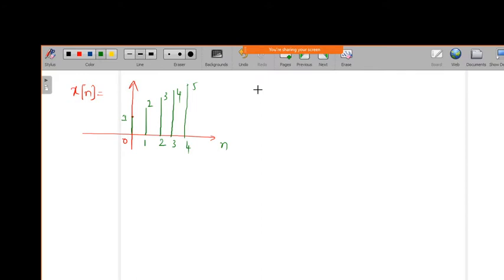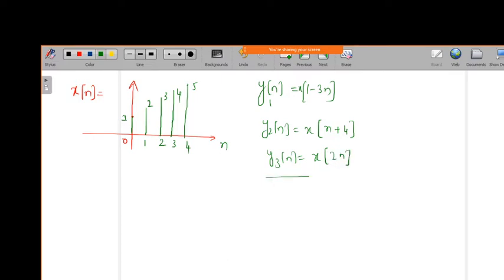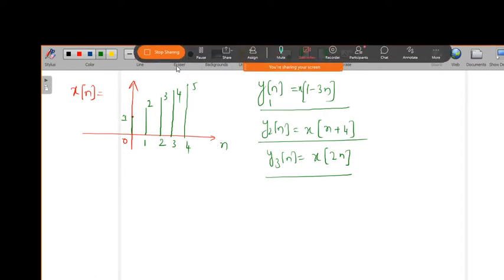Now we need to find out y1 of n, which is equal to x of 1 minus 3n, y2 of n which is equal to x of n plus 4, and y3 of n which is equal to x of 2n. So find out these things. Now remember, fraction values do not exist for index n, only the integer values. So try to find out.